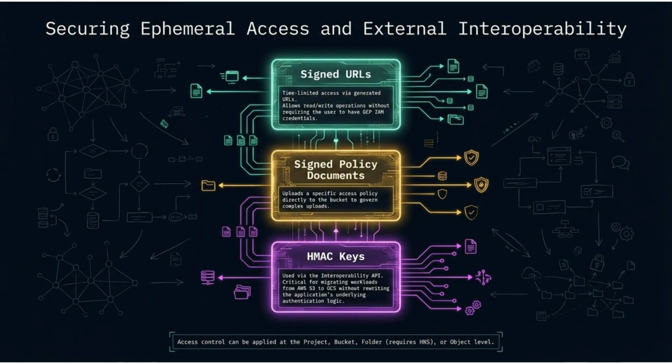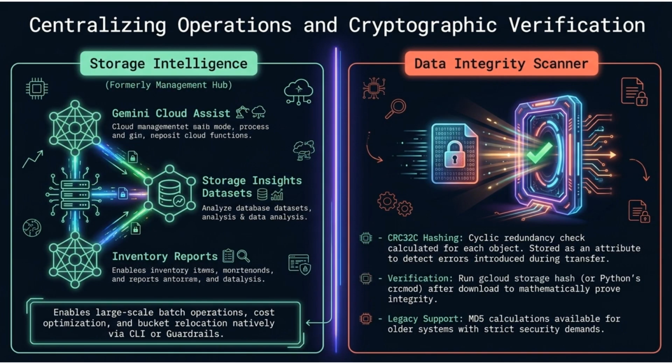Ephemeral access and external interoperability are secured using signed URLs, signed policy documents for complex uploads, and HMAC keys for migrating workloads from AWS S3 to GCS without rewriting authentication logic. Operations are centralized with Storage Intelligence, including Gemini Cloud Assist and inventory reports. Data integrity is verified by the Data Integrity Scanner using CRC32C hashing for error detection and verification checks after download.